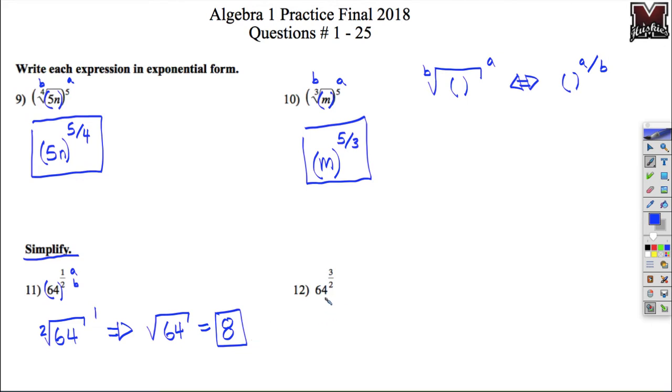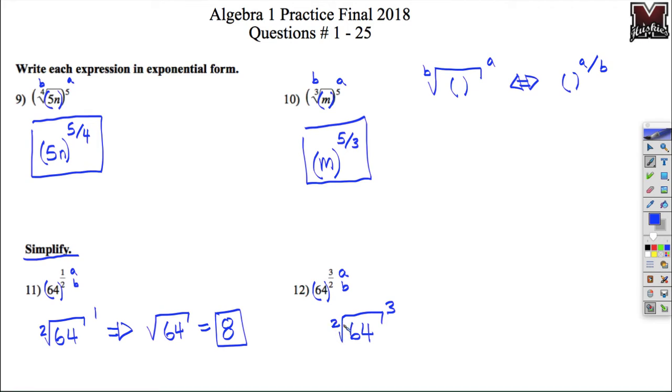Okay, number 12. So it's the same thing. We have this exponential form with a fractional exponent, and we need to get back to this radical form. So let's go ahead and label what everything is. This is going to be a for the numerator, b for the denominator, and our base, we're going to put that in parentheses. Okay, so rewriting it in this form, we have the 64 as the radicand. That's going to be inside the square root symbol. And then our a is going to be left where it was, so it's going to be to the power of 3. And then that 2 comes down to become the index.